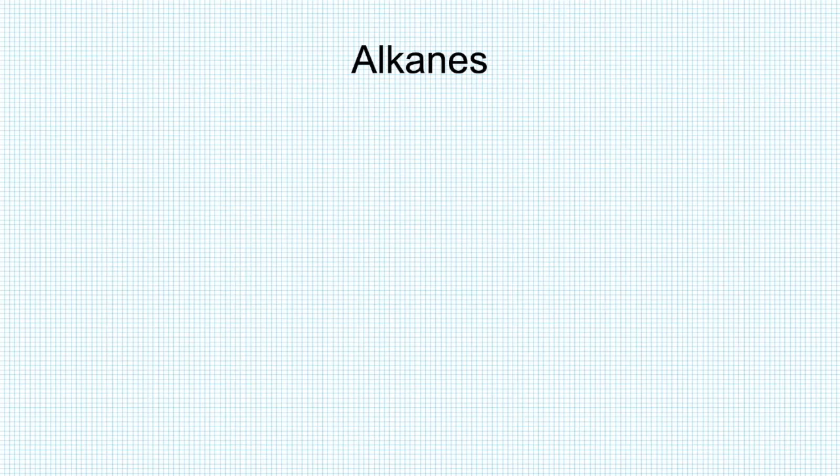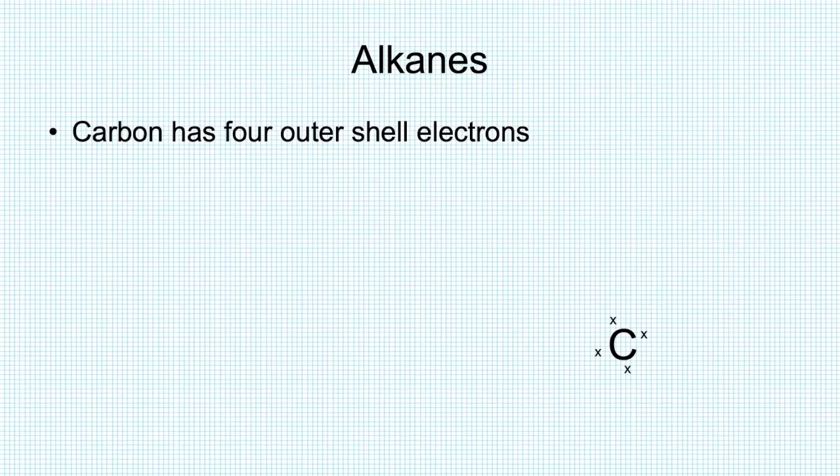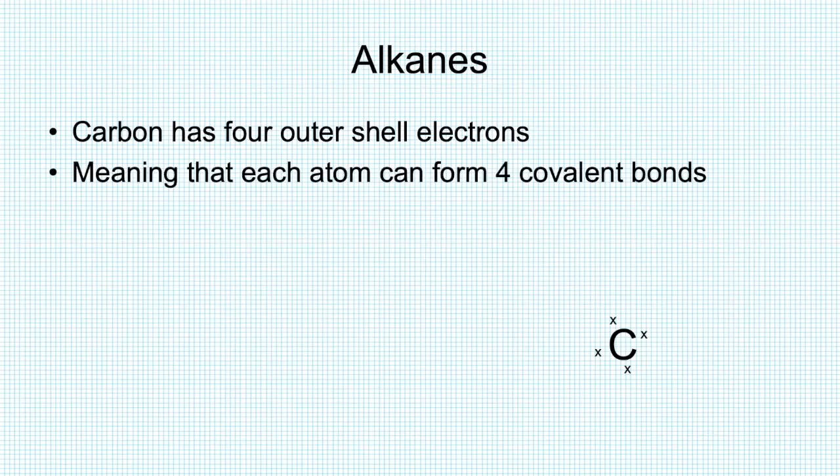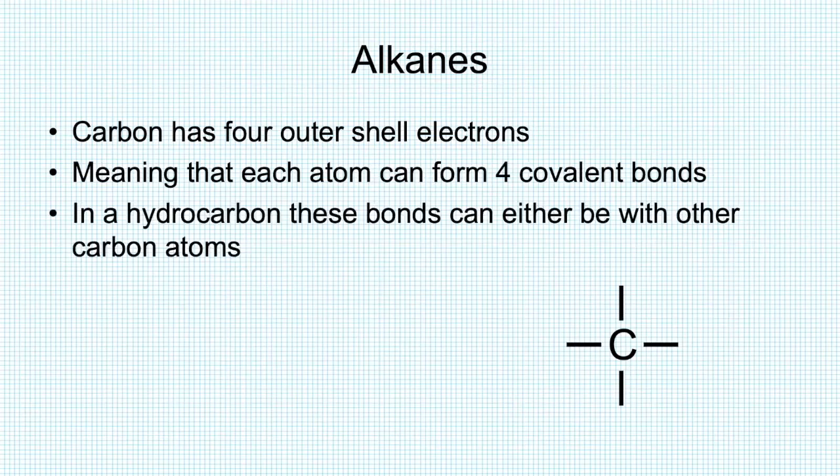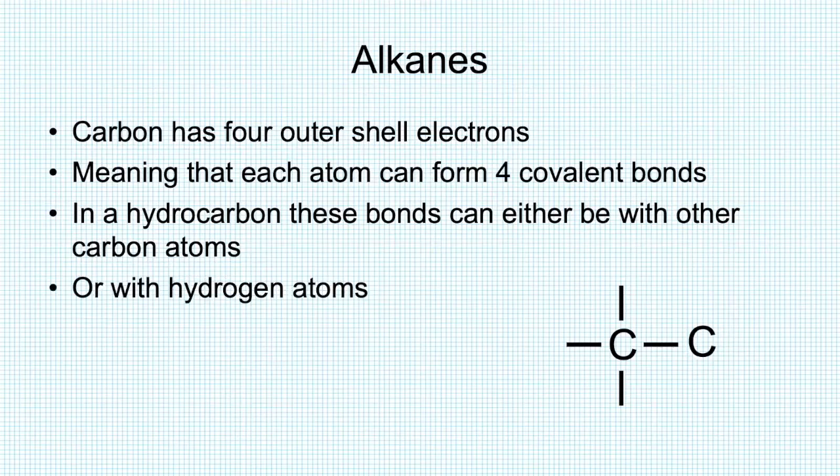In this video, we're going to look at the structures and how we name alkanes. We're going to start with carbon, and carbon has 4 outer shell electrons, meaning that each carbon atom can form 4 covalent bonds. In a hydrocarbon, these bonds can either be with other carbon atoms or with hydrogen atoms.